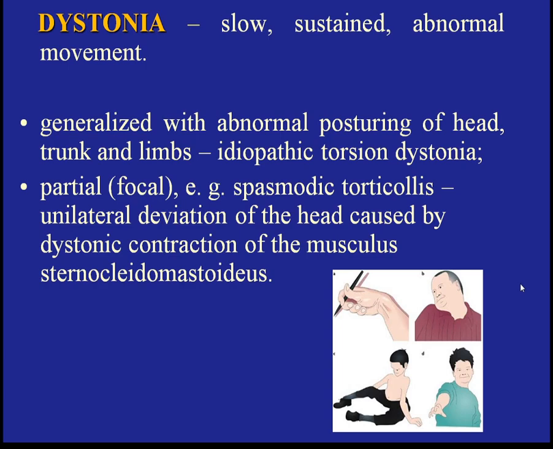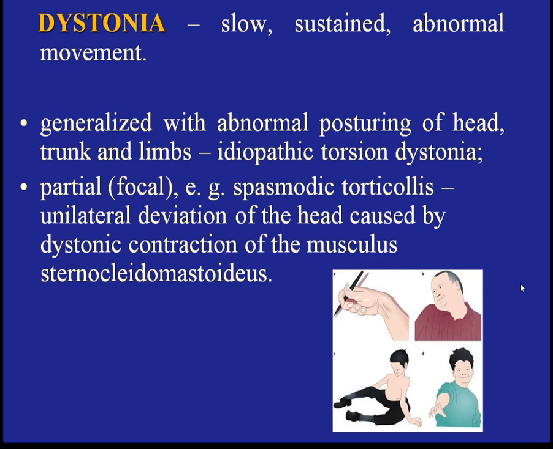Dystonia. Slow, sustained abnormal movement. Generalized dystonia with abnormal posturing of head, trunk, and limbs. Idiopathic torsion dystonia. Or maybe partial or focal dystonia.